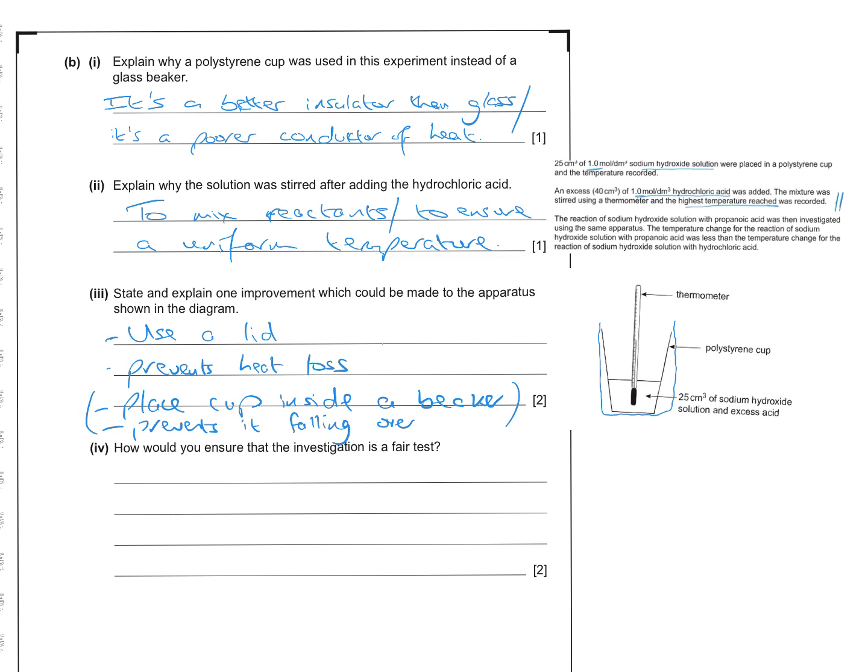On to part 4. So how could you ensure that the investigation is a fair test? Well, from the method, it was originally carried out with sodium hydroxide and hydrochloric acid, and then the reaction of sodium hydroxide solution with propanoic acid was investigated. So the acid was changed in the two experiments. Well, if we want to be able to compare the two, the concentrations of the acid and the alkali have to be kept the same, as well as the volumes.